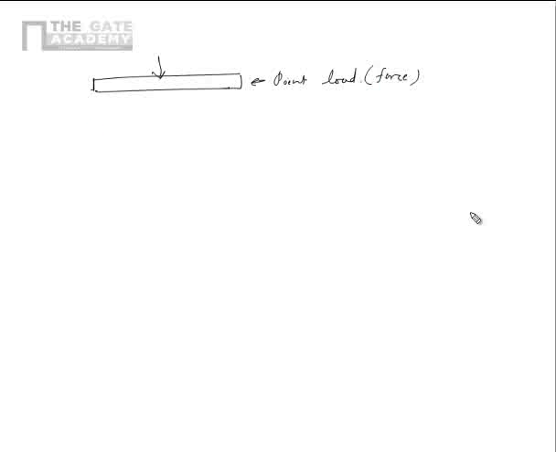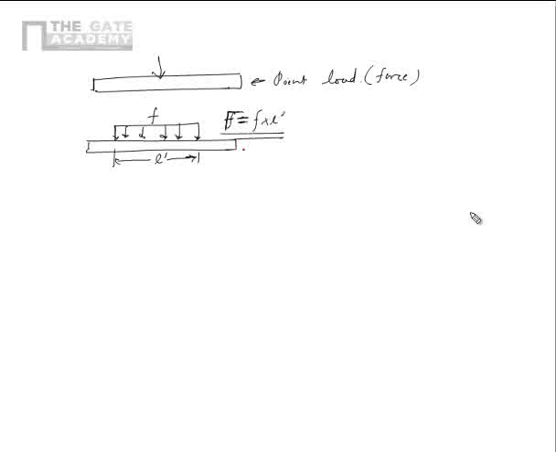There is another kind of force which is possible. It is called a distributed force. So this force, instead of acting at a point, is actually applied over the whole length or part of the whole length of the beam. Let's say this length is L dash and the intensity of the force is F, which will mean that the total force will be equal to F into L dash. So this is called a distributed force.